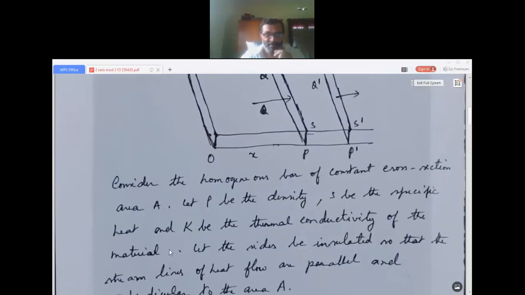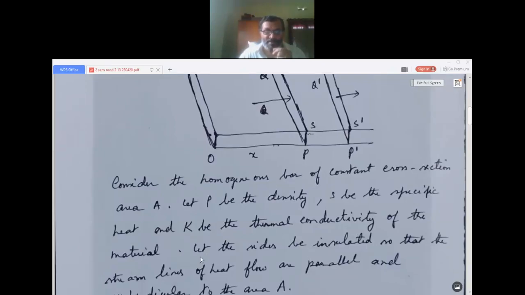Again, I repeat. Consider a homogeneous bar of constant cross-sectional area A. Let rho be its density, S be the specific heat, and K be the thermal conductivity of the material. Rho is the density, mass per unit volume; S is the specific heat, and K is the thermal conductivity of the material.